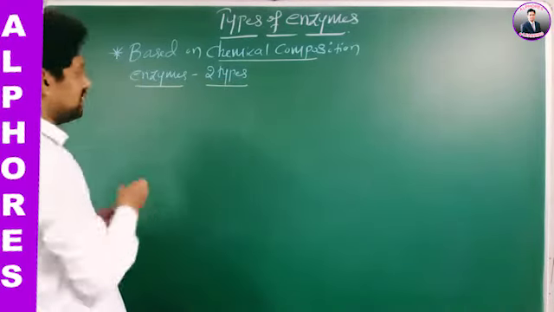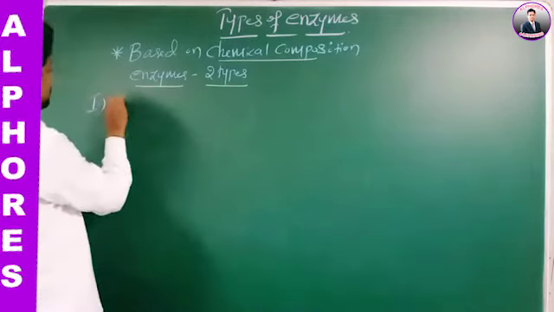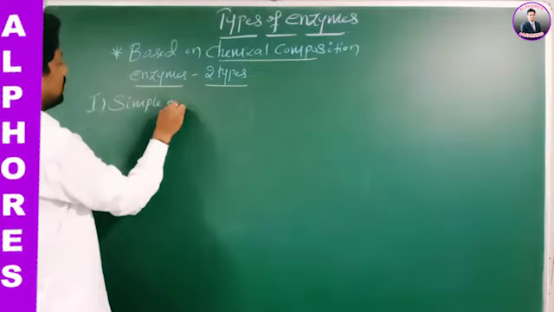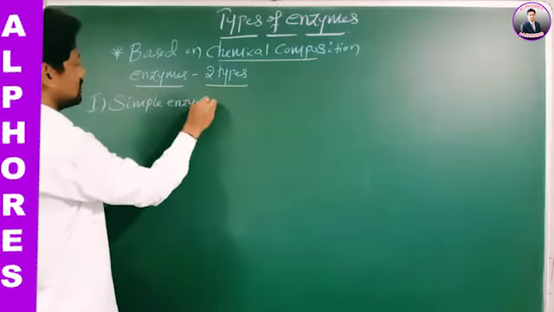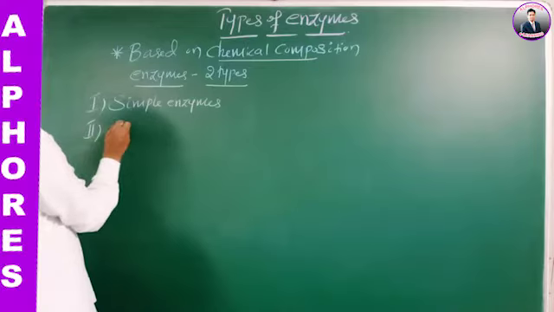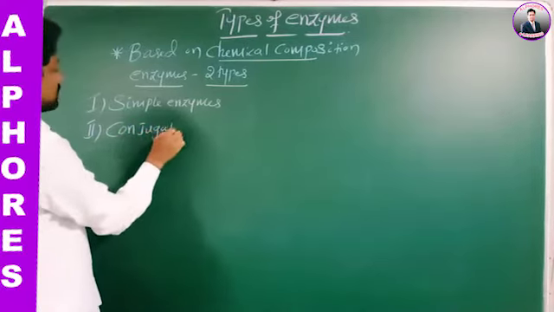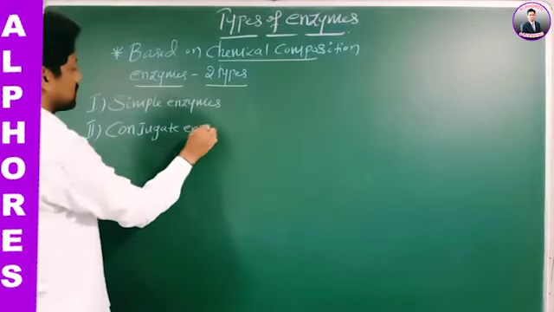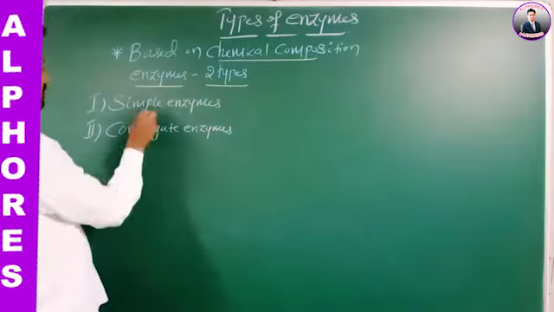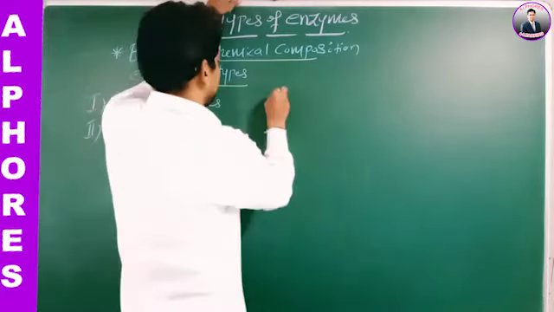What are they? Number one, the first one is simple enzymes. The second one is conjugate enzymes. What is the second one, sir? Conjugate enzymes. Okay, go for the first one, simple enzymes.